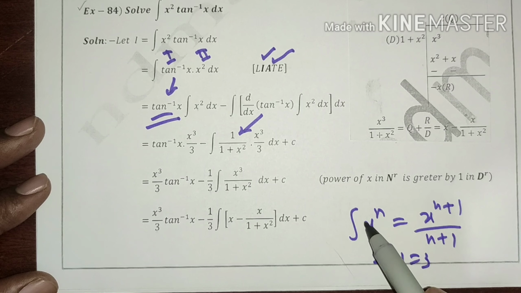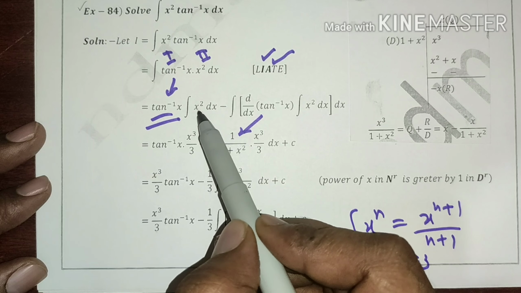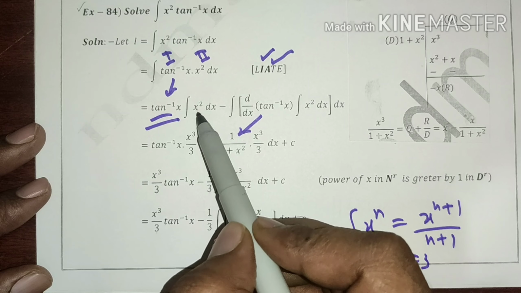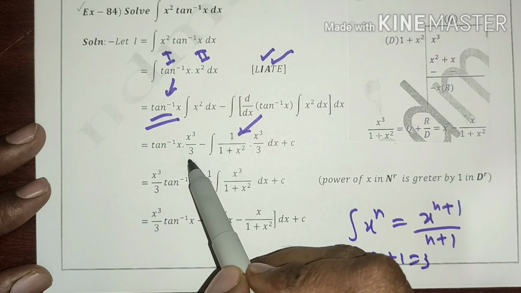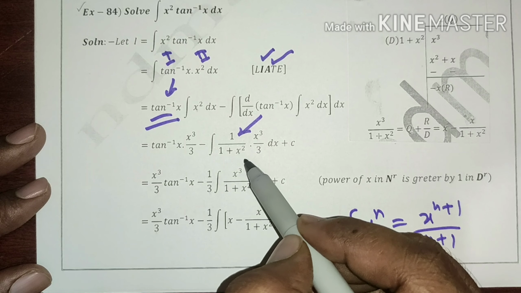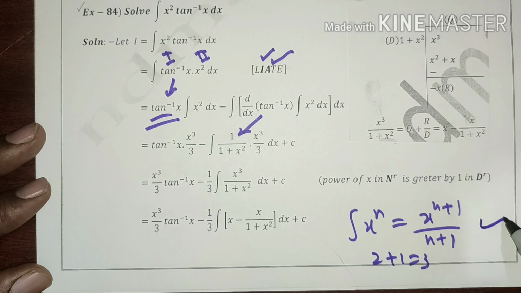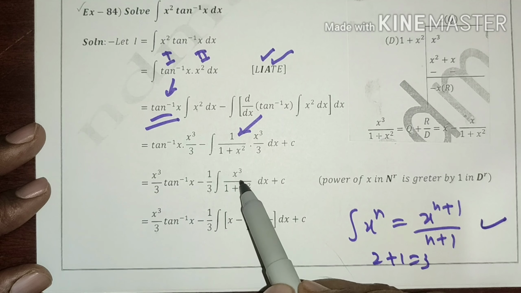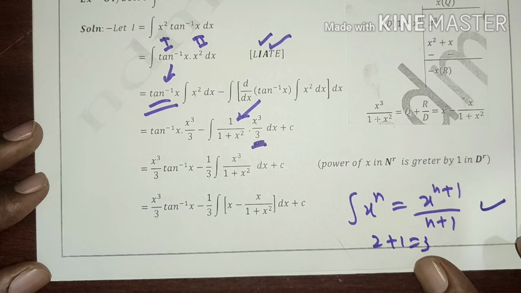By this formula, integration of x^n is x^(n+1) divided by n plus 1, meaning we add 1 to the power, divided by the same. Here the power is 2, so we add 1 to 2, which is 3, giving 3 divided by the same power. We already know the derivative of tan inverse x is 1 upon 1 plus x square, and again integration of x square is x cube by 3. X cube into 1 is x cube, and here 3 is a constant, so it is outside the integration.